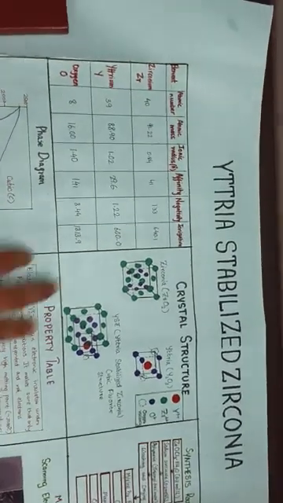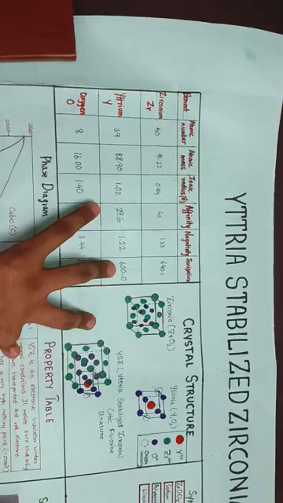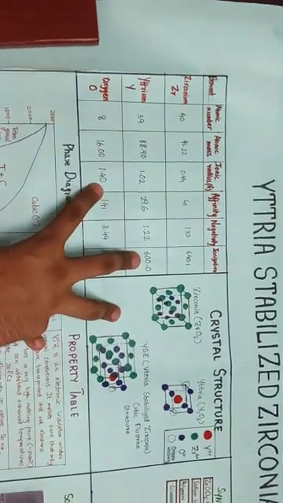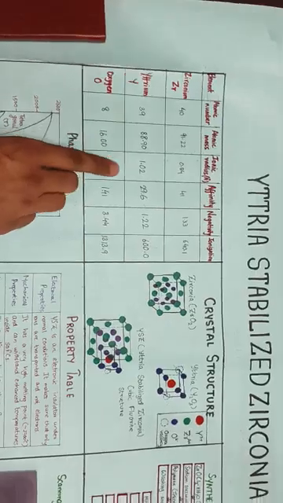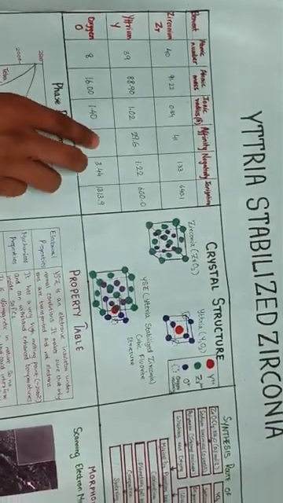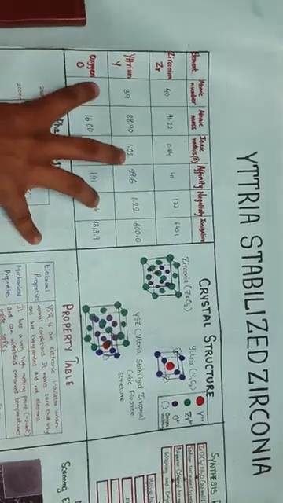So, talking about the properties of the elements present in this material, we have zirconium, we have yttrium, and we have oxygen. Respectively, we mentioned their atomic numbers, the atomic mass, the ionic radius, the electron affinity, the electronegativity, and the ionization energy for these three elements, as you can see.